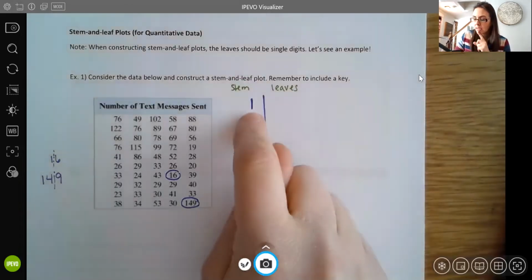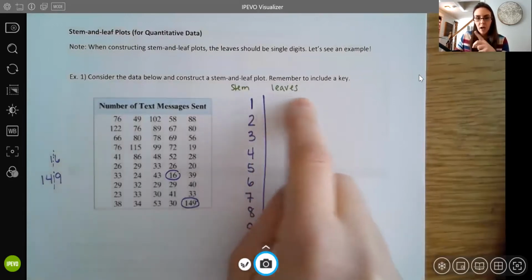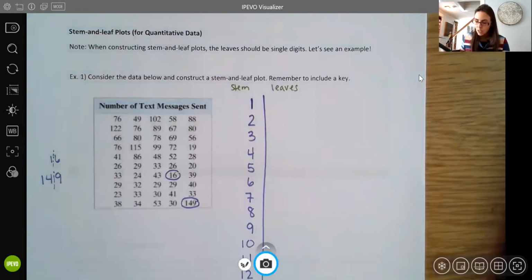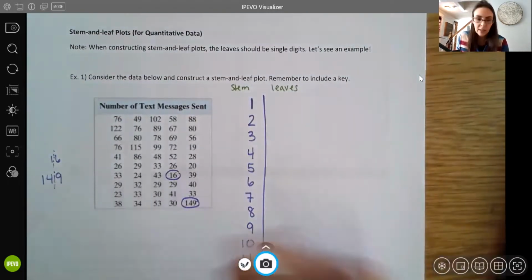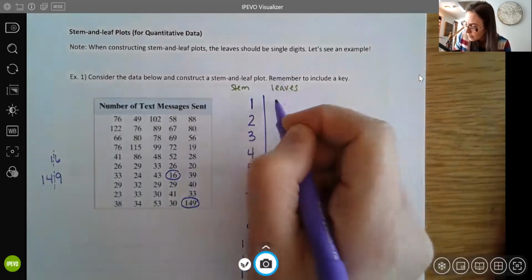So in this case, our first branch or stem is that first digit 1. So I'm looking for all data points that have that first digit 1, and then I'm going to put the other values off to the side. So for instance, I have that 16 already. So that first digit is 1 and that second digit is 6. So that 6 is my leaf. I'm going to put that 6 here.